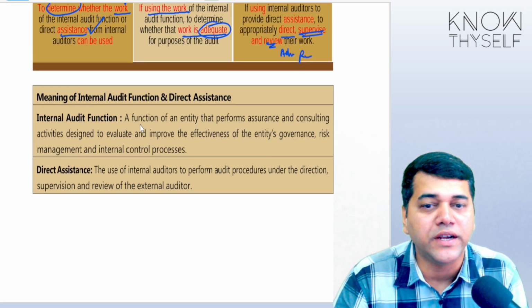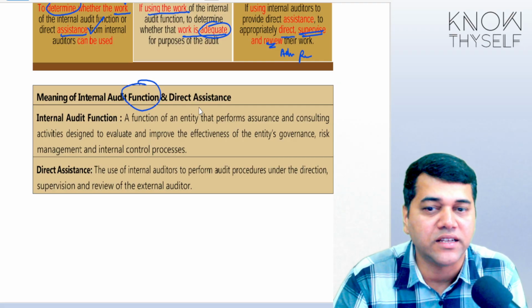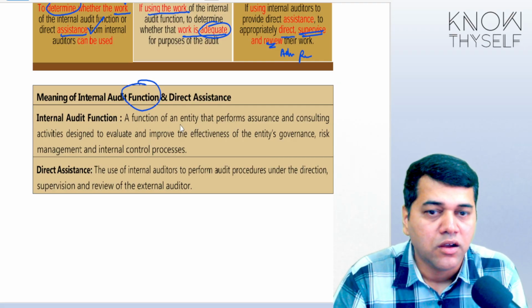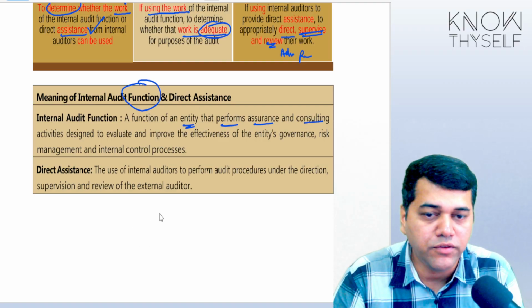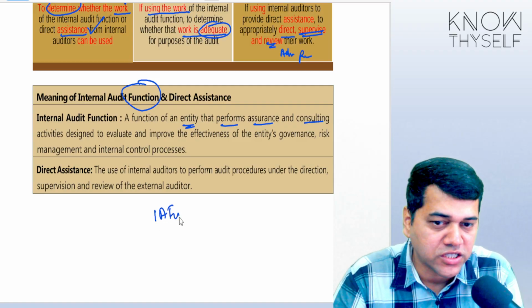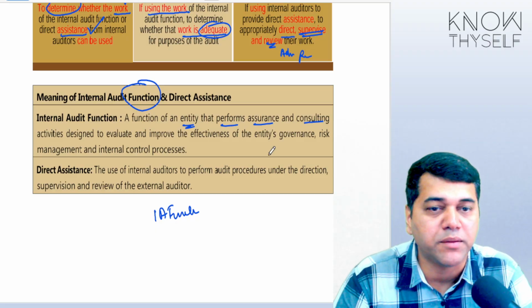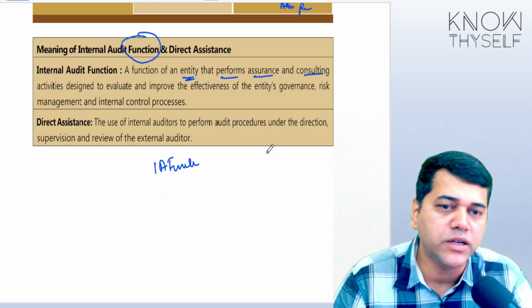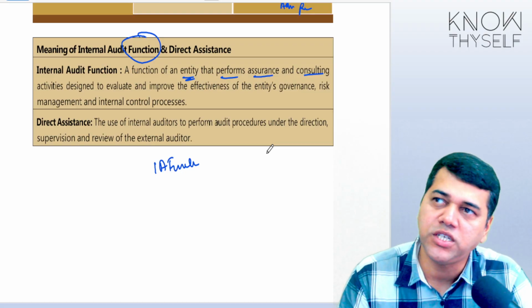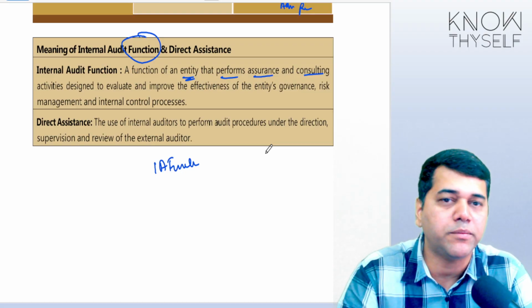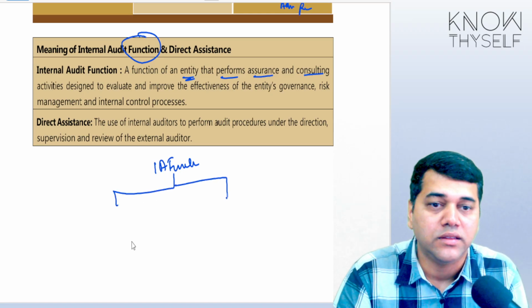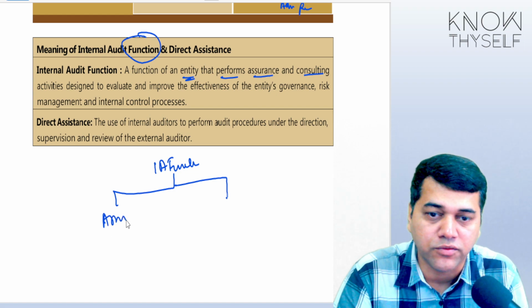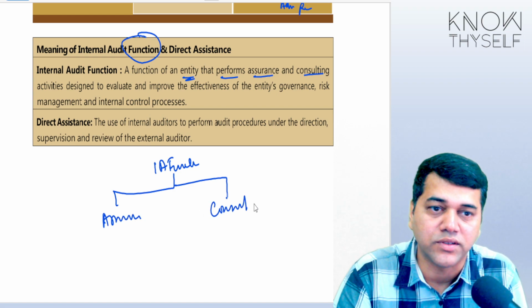Now, what is the meaning of internal audit function and direct assistance? The function of any entity performs assurance and consulting. So what exactly are they doing, the internal audit function? When we talk about the internal audit function or department, what will the accounting department do? Accounting. What will the finance department do? Handle money. What will the production department do? They will do the production. So what will the internal audit department do? Primarily, they have got two broad areas of work, that is called assurance service and consulting service.